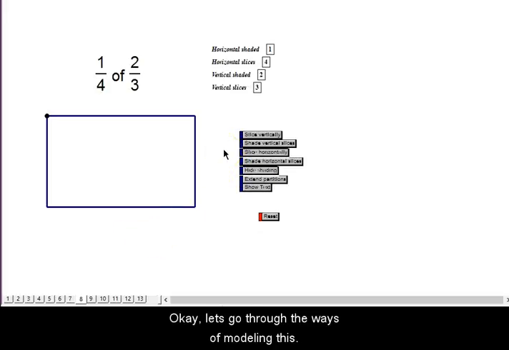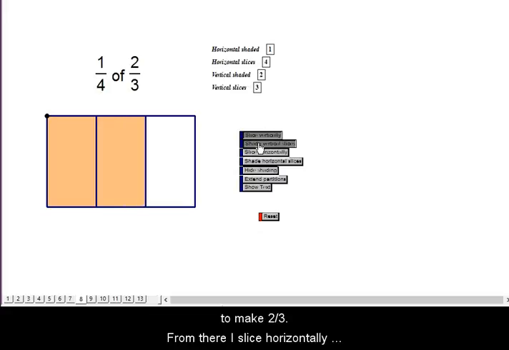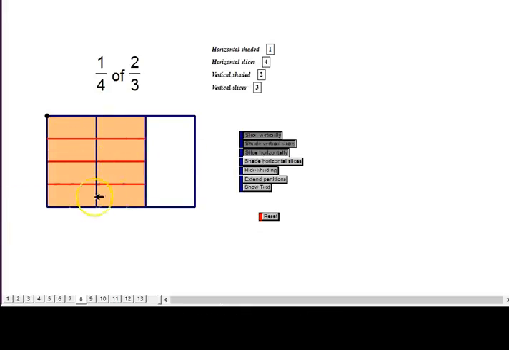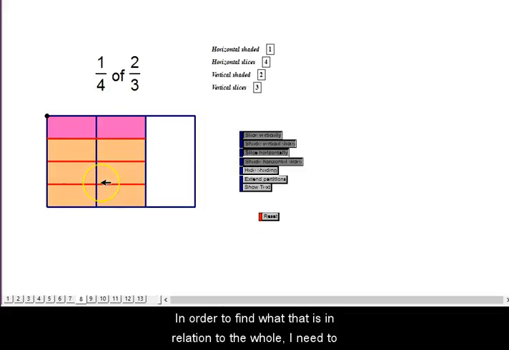Okay, let's go through the ways of modeling this. One way to do it is the main way we have discussed in this video so far. I split the whole into thirds, and then I shade in 2 of the thirds to make 2/3. From there, I slice horizontally to make fourths, being across here with a fourth, a fourth, a fourth, and a fourth, and shade in 1/4 of those in pink to show 1/4 of the 2/3.